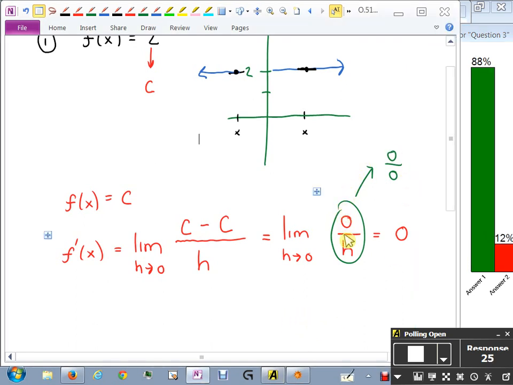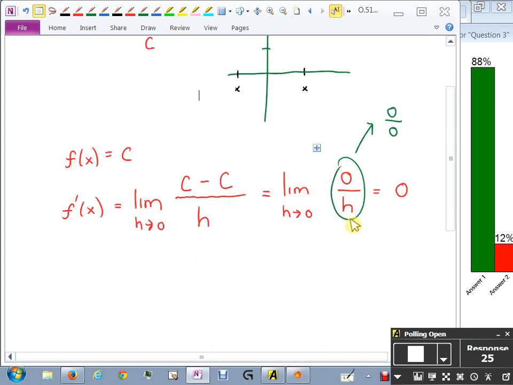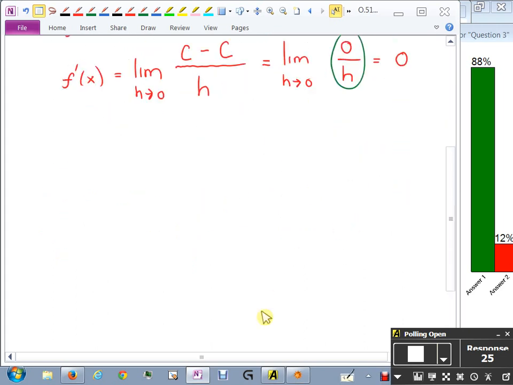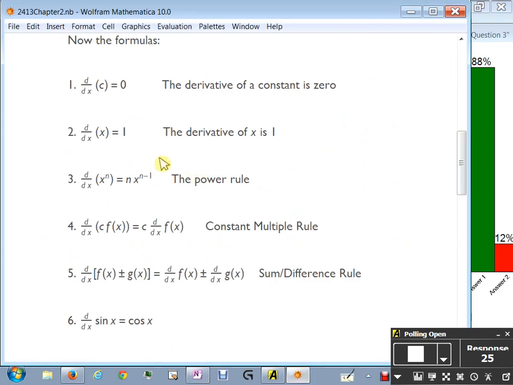All right, so the derivative of a constant is 0, right? Give you a quiz, easy. Derivative of 5 is 0. Derivative of pi, 0. Derivative of e, okay. So doesn't matter what the number is, a constant function has derivative 0. Next one, the derivative of x is 1. The derivative of x is 1.